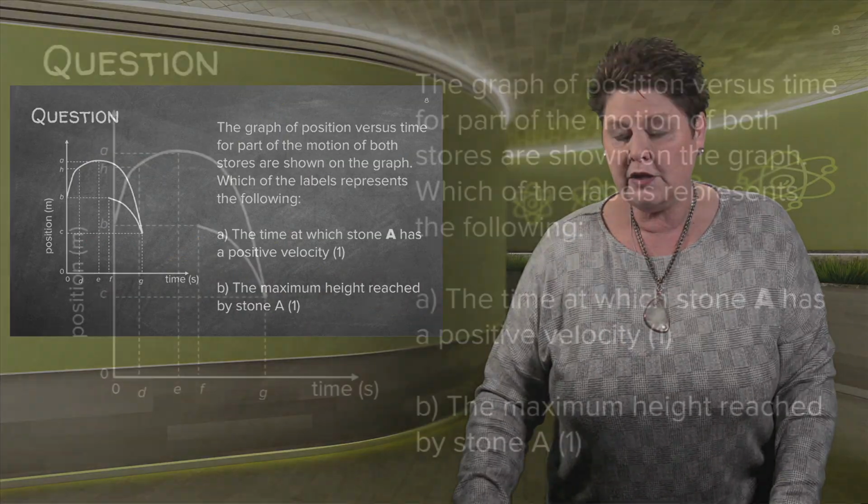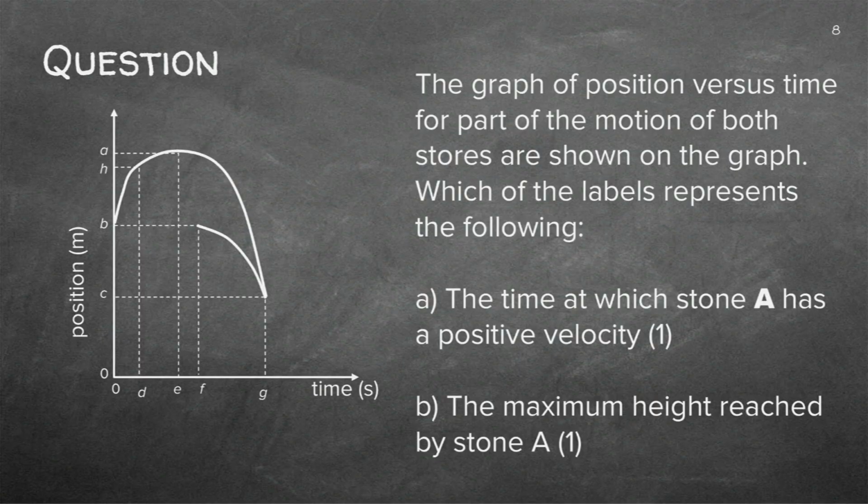The last question on this section is, they're giving me a graph and they're asking me a few questions. Now, it's still the same question, so it seems like they gave me a graph of that line there. Can you see that line going down there? This is the first line. And I also have a second graph, which is just this part here. Now, the question is the following. Which of the labels represent the time at which stone A has a positive velocity?